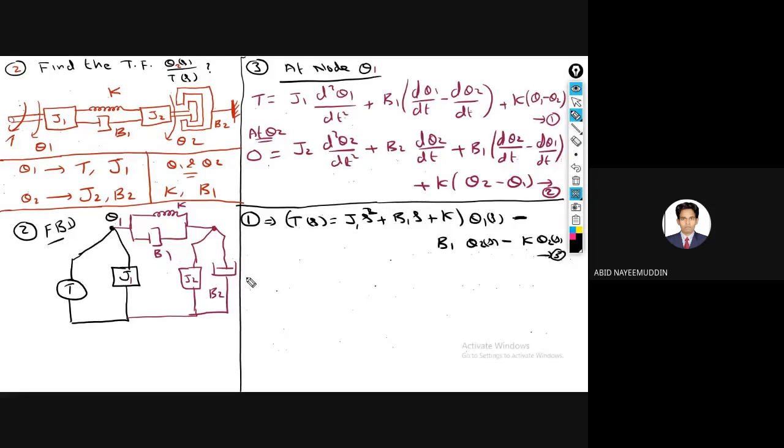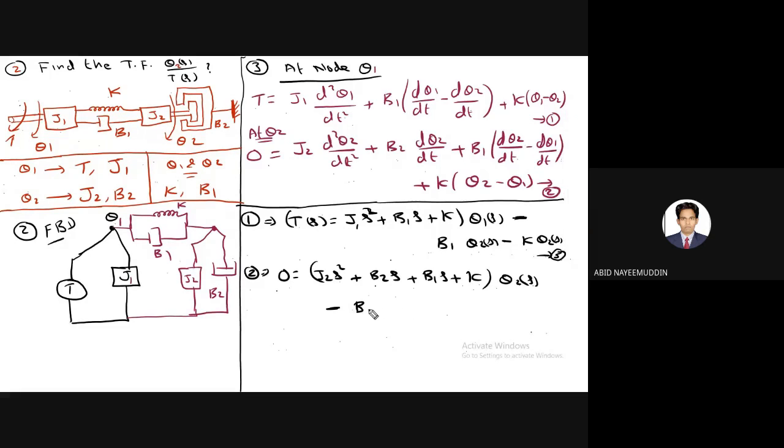Now further, equation 2 implies 0 is equal to J2 S square plus B2 S plus B1 S plus K, common taken out, of theta 2 of S minus (B1 S into theta 1 of S) minus (K into theta 1 of S).